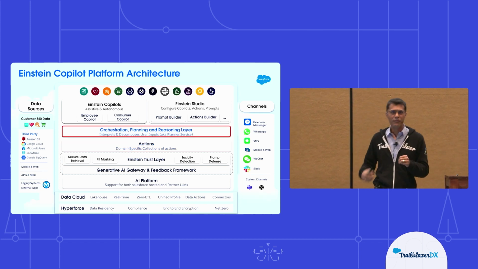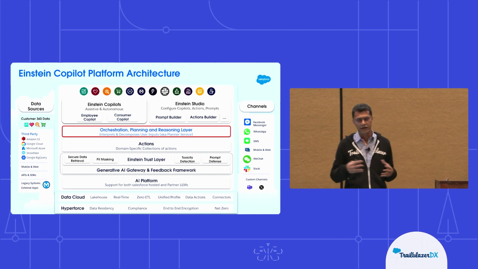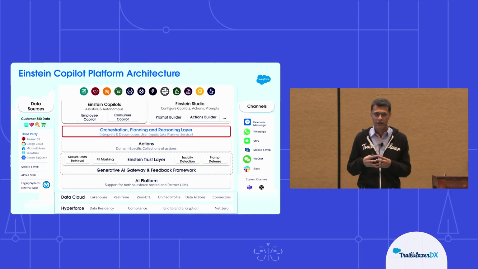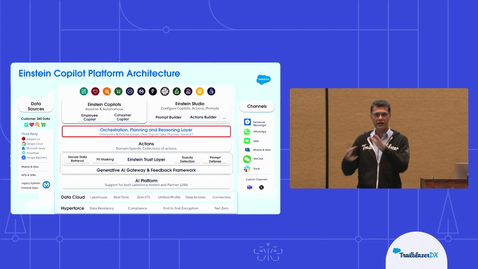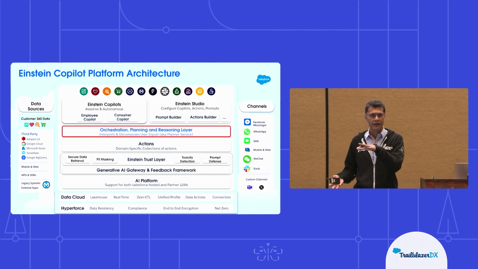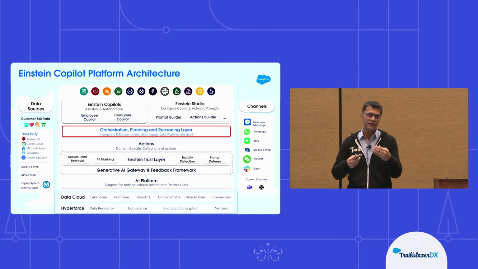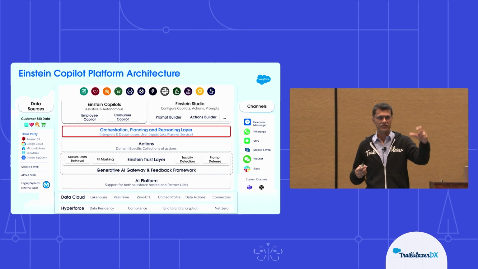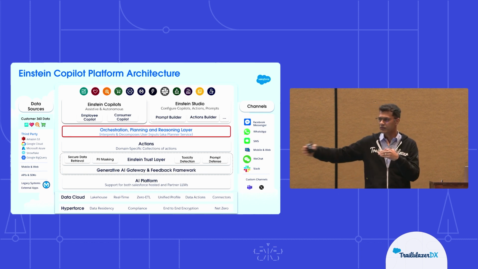OK, let's talk about the brain behind Einstein Copilot, which is our orchestration or planning layer. As the name says, this layer is responsible for planning and reasoning using LLMs for a given user utterance and a list of actions that it has access to. This is where LLMs and actions meet. The planner service uses reasoning strategies in order to take your user ask in natural language and convert it into a plan. What is a plan? A plan is nothing but a series of actions that need to be executed in sequence.